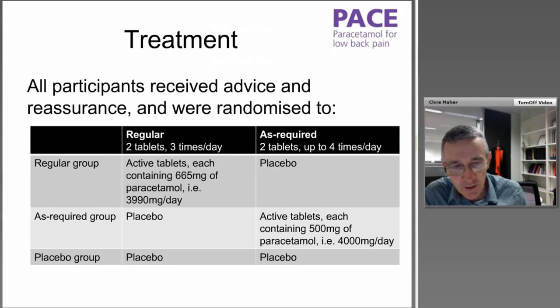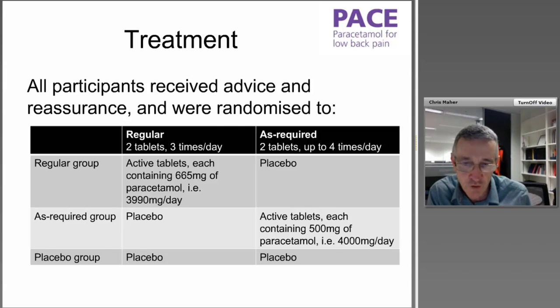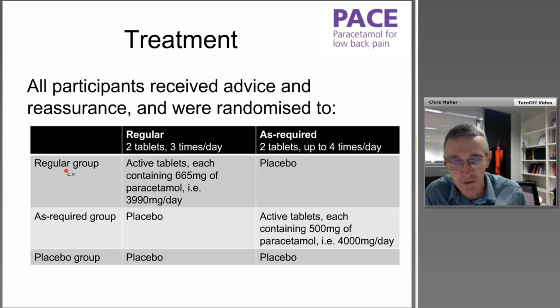So in terms of what we did, this was a double dummy placebo-controlled trial, and so people had 2 lots of tablets. So the people in the regular group, their regular tablets were the real active paracetamol, and in their as-required tablets, they were placebo. The next group, who received as-required paracetamol, when they took their tablets regularly, they were placebo tablets, or sugar pills, and the active tablets were in the as-required box. And the people in the placebo group, although they had 2 lots of boxes with 2 lots of medicines, had placebo tablets in their regular box and also their as-required box.